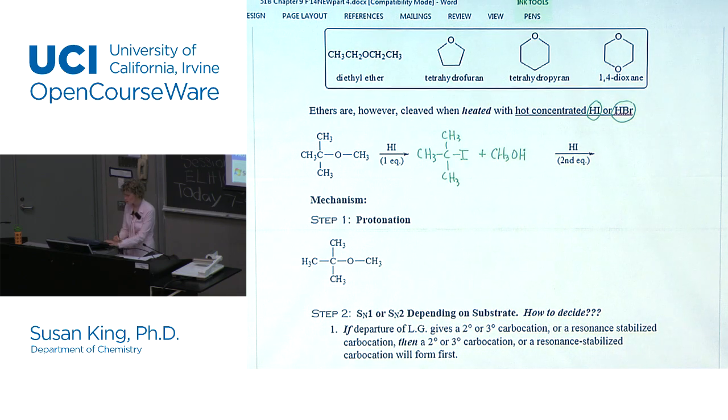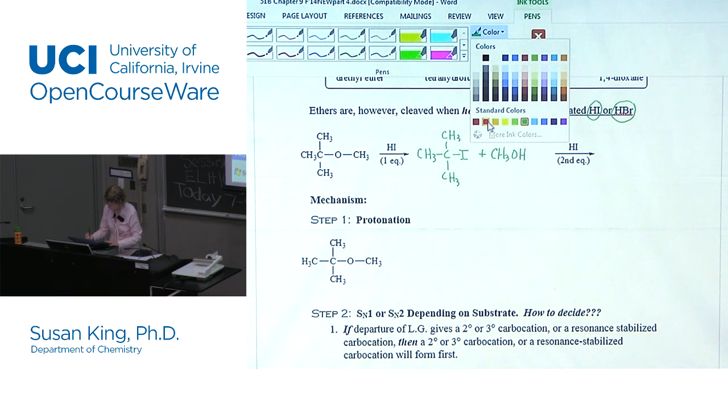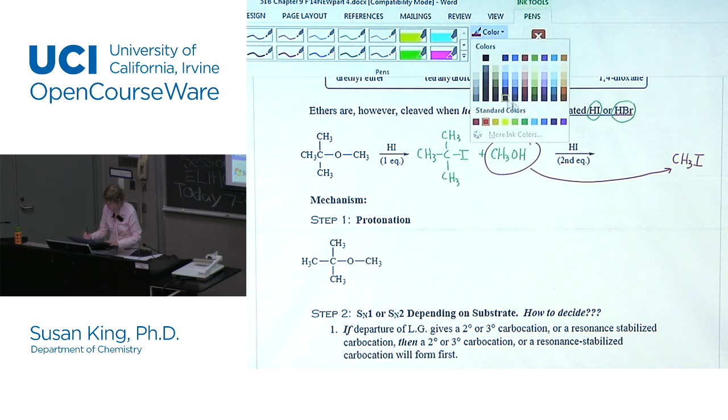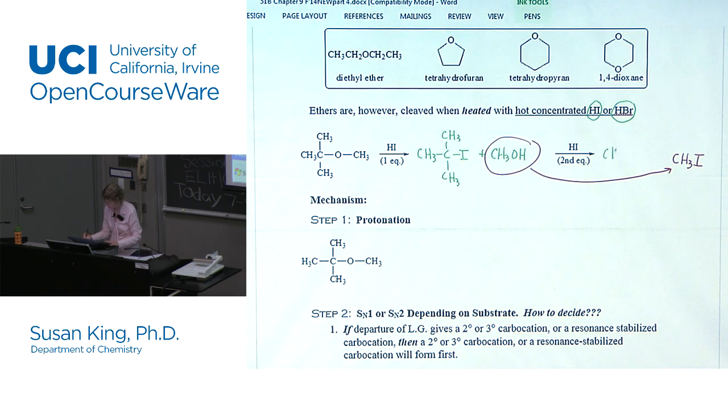If we continue to react it, if we add a second equivalent of hydroiodic acid, this alcohol that we just made is converted into methyl iodide. The first formed product will stay exactly the same, so we'll still get this, but the alcohol will be converted into an iodide. So we'll end up getting two things, that plus that.